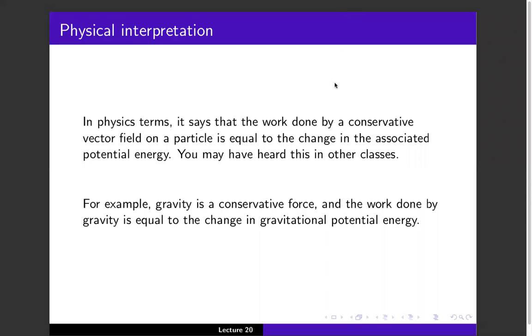Okay? Now, what does that mean physically? Physically, what that's telling us is that the work done by a conservative vector field is the same thing as the change in the associated potential energy. Now, for those of you who have taken some kind of physics or classical mechanics classes, that may sound familiar. So the classical example of this is gravity. Gravity is a conservative force. It's a conservative force field.